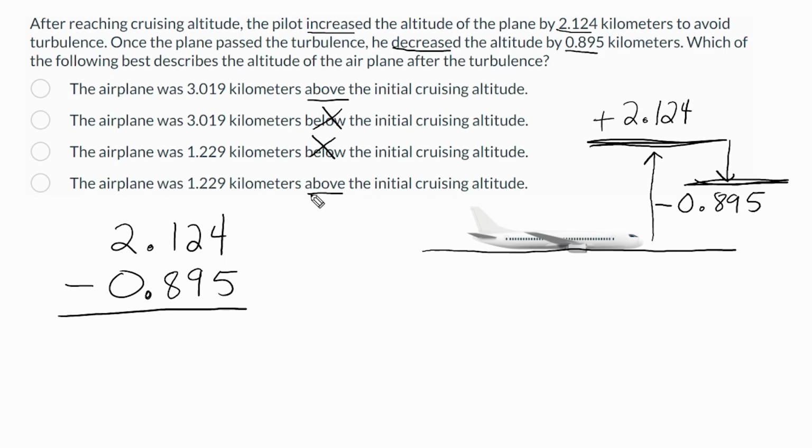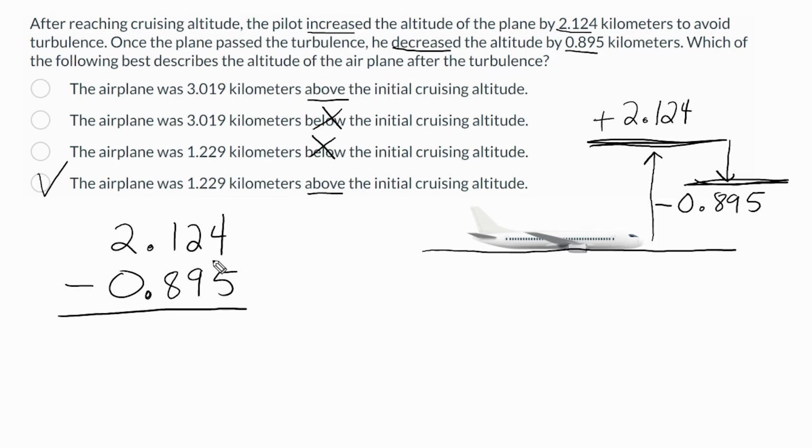Now we know it's going to be either this first choice or the last choice. And because we're subtracting, we obviously can tell that it's not going to be this number that's bigger than 3. We know that if we start with 2 point something and we subtract something from that, we're going to get something smaller than this initial number, which means that this must be the right choice right here.